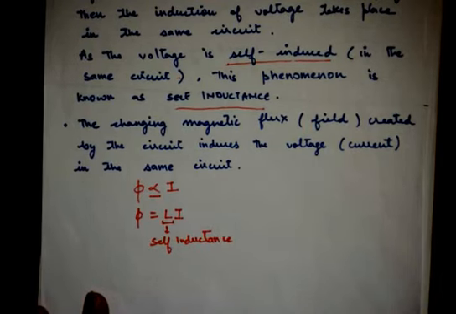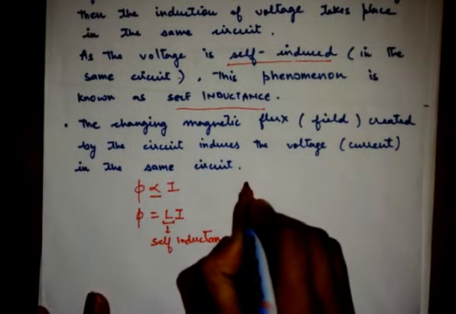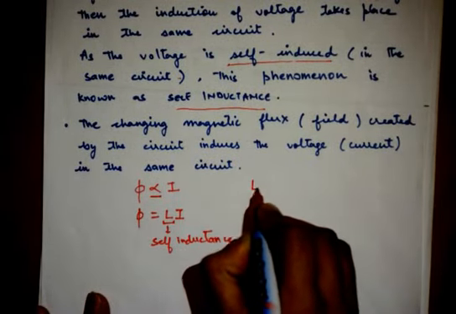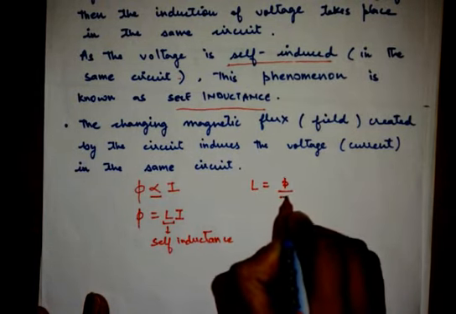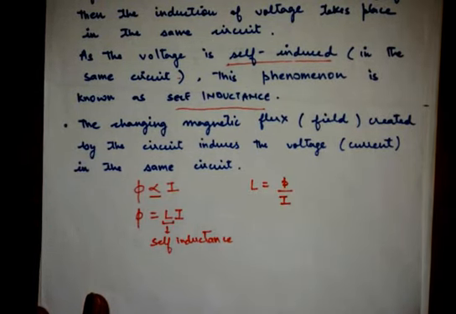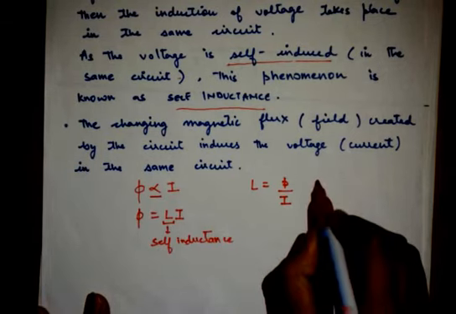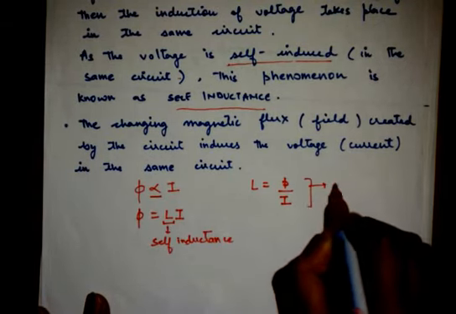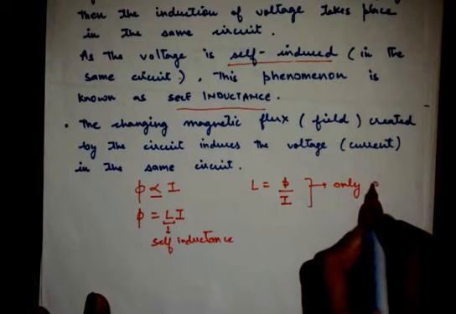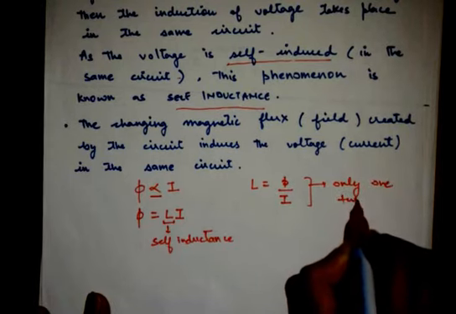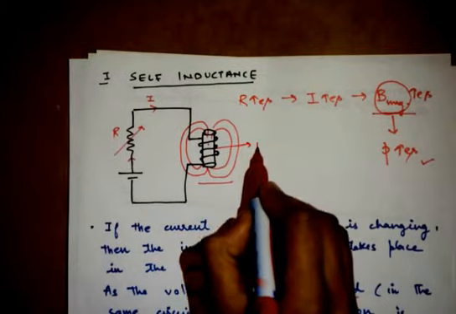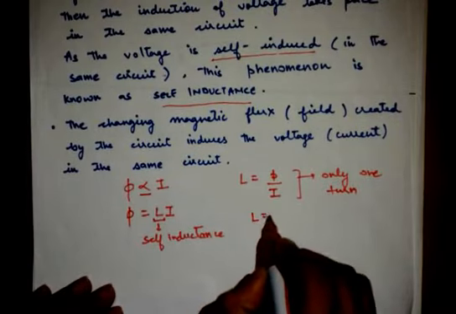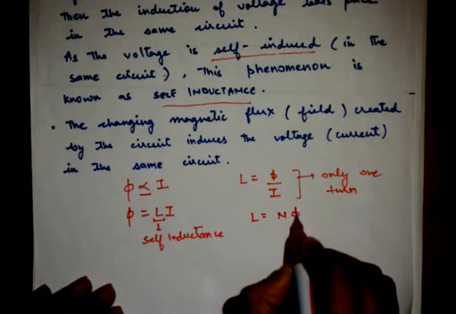Alright. So from here we can say that L is equal to phi over I. So this is the self-inductance which is defined for only one turn. And now if we have N number of turns in this coil, then this L will become N into phi over I.